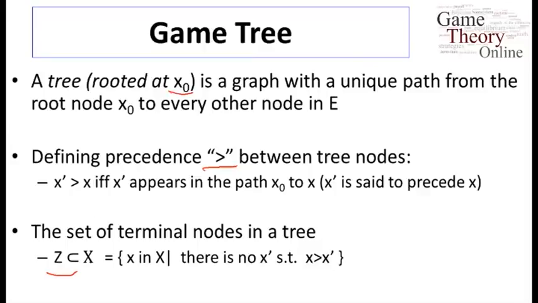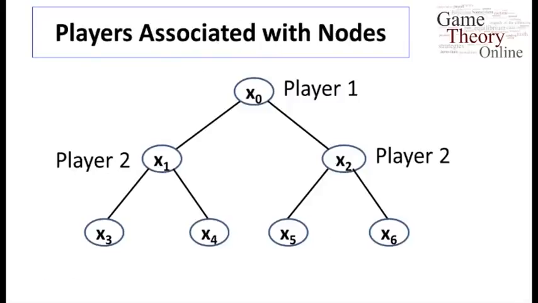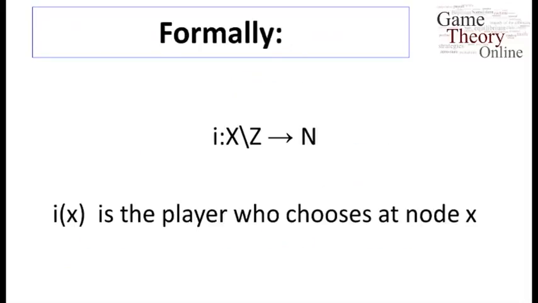We now know what trees are. The next thing is to associate players with nodes. That's very straightforward and also notationally not complicated. We simply have a function, an assignment function, that maps every non-terminal node into the player in that node. And we're assuming here that the players are represented by the natural numbers.